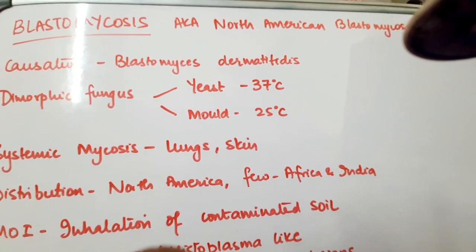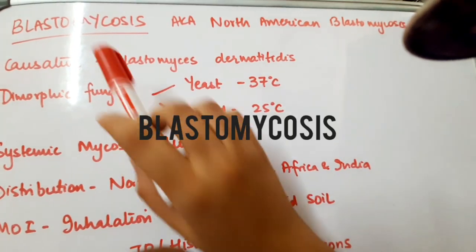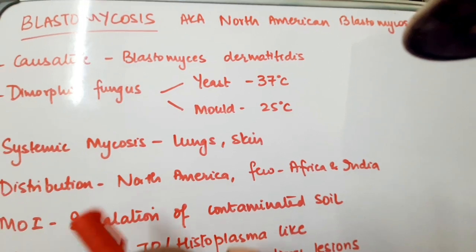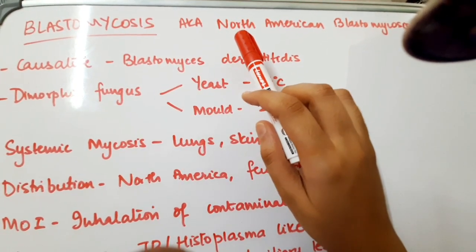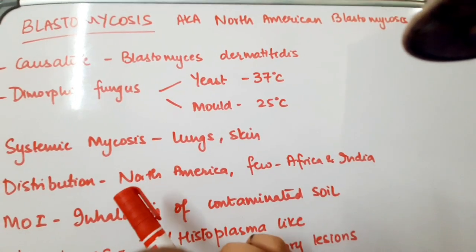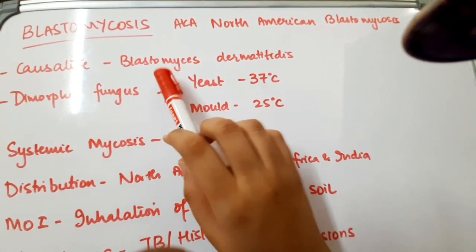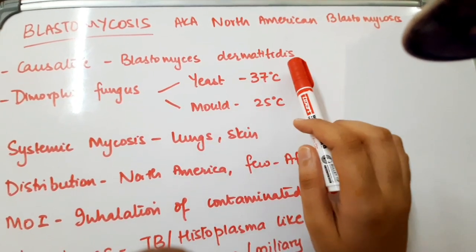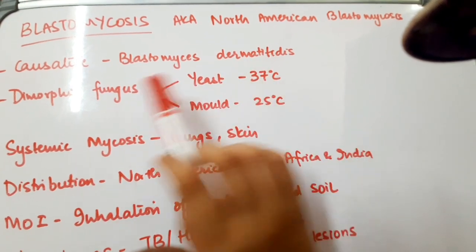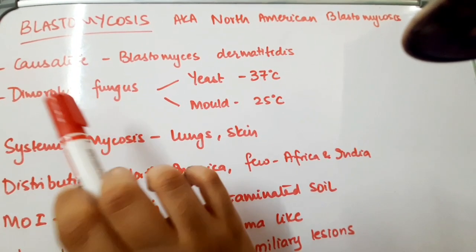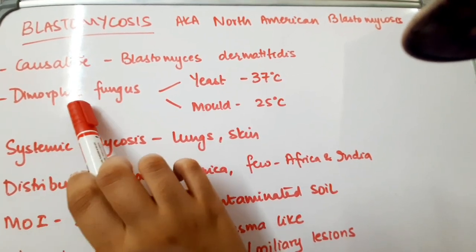Hello everyone. In this video, we will talk about the fungal infection blastomycosis. Blastomycosis is also known as North American blastomycosis. The causative organism for this disease is Blastomyces dermatitidis. Blastomyces dermatitidis is a dimorphic fungus, meaning that it exists in two forms.